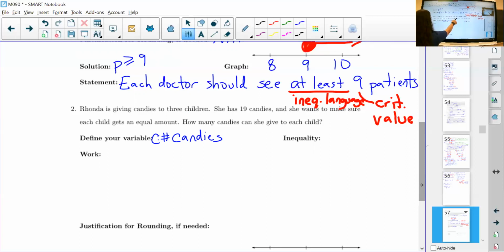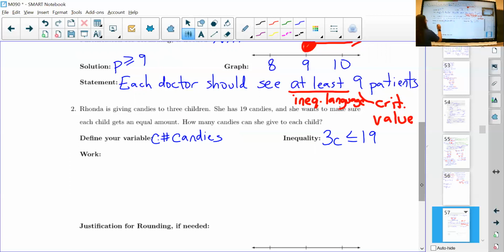Okay, 19 is my bound. I don't see any other numbers, but there's a 3 in there. Okay, that's helpful. 19. I have 3 kids. Each one is getting C candies. That's 3 groups of C. So we multiply again. And I want to make sure that I'm less than or equal to 19. I can't give away candies I don't have. I get yelled at for that. 3C is less than or equal to 19.